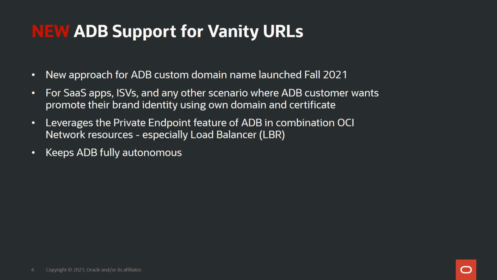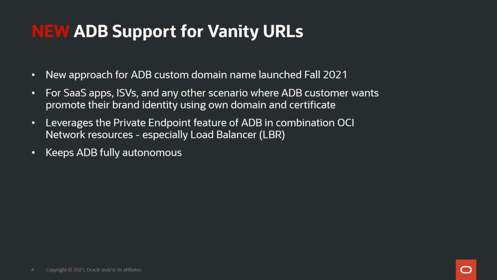Okay, so let's talk about Vanity URLs. This is a new approach to have custom domain names on these web technologies that are included with ADB. It was launched in fall of 2021, actually last month in September 2021. The default Oracle Cloud Apps domain and certificate are still very useful and widely used, especially for things like employee-facing apps where you don't necessarily need to be promoting yourself to your own employees at all times. Many of those apps are running at the default domain and using the default certificate.